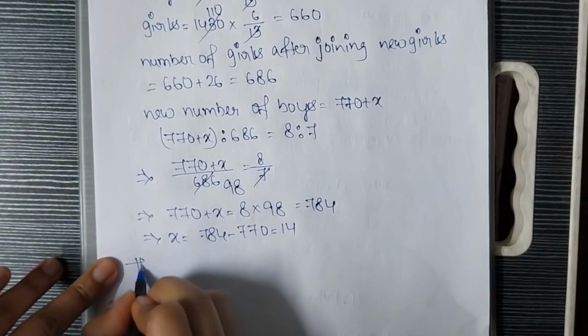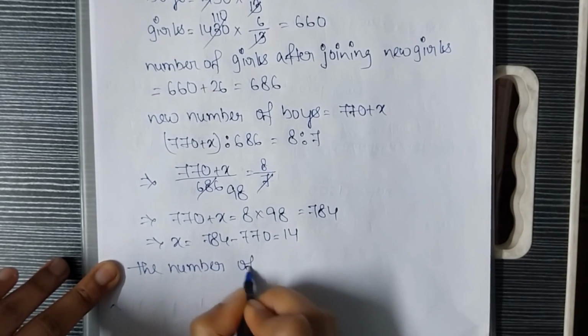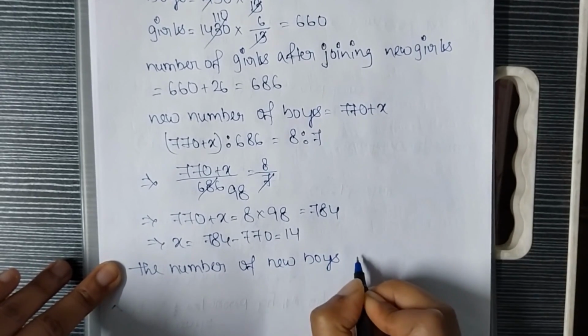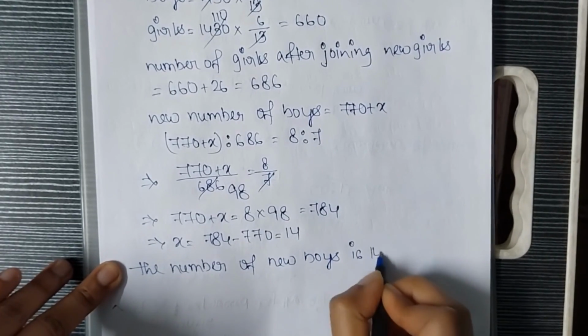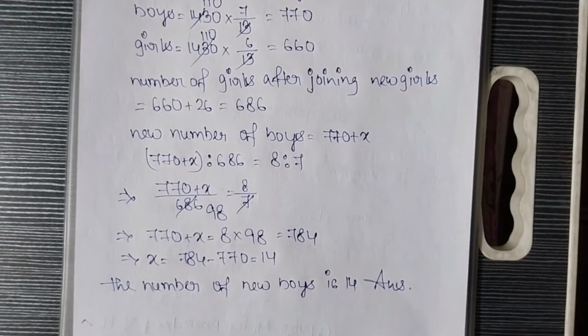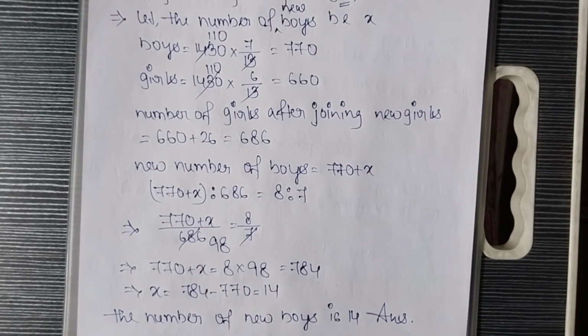So the number of new boys is 14. This is the answer. I hope guys I can clear this chapter to you, and this is it.